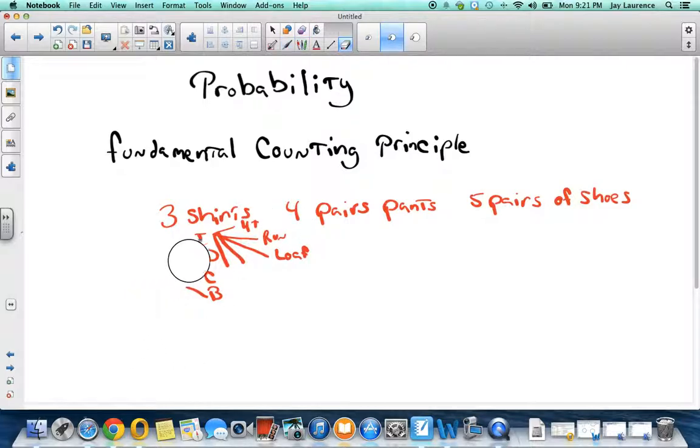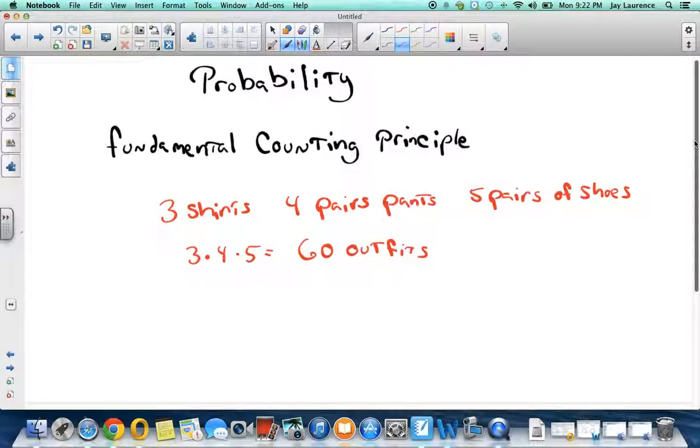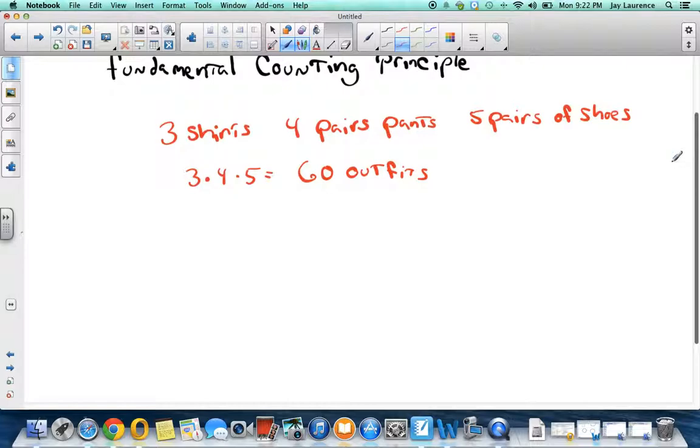But thank goodness I don't have to. Thanks to the fundamental counting principle, I can just say 3 times 4 times 5. And that's going to be 60 different outfits, assuming that each outfit consists of 1 shirt, 1 pair of pants, and 1 pair of shoes. Pretty simple stuff. The fundamental counting principle tells me that if something happens m ways, and something else happens n ways, then together they happen m times n ways.